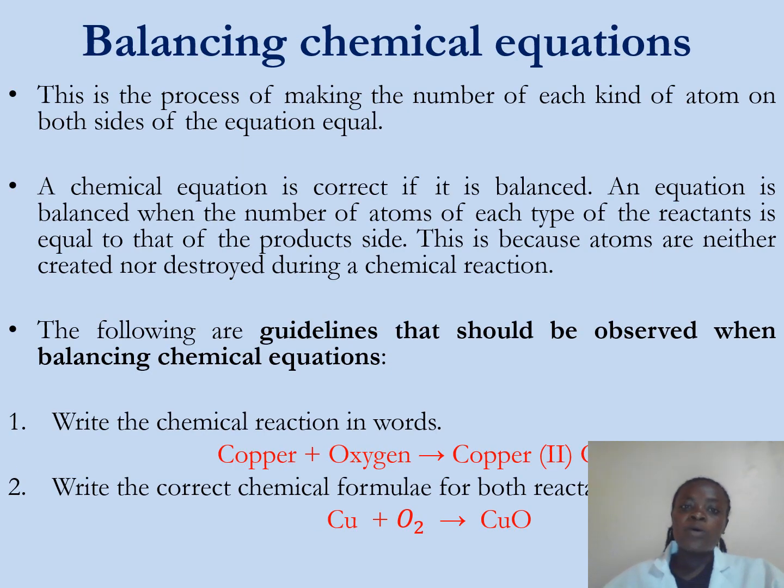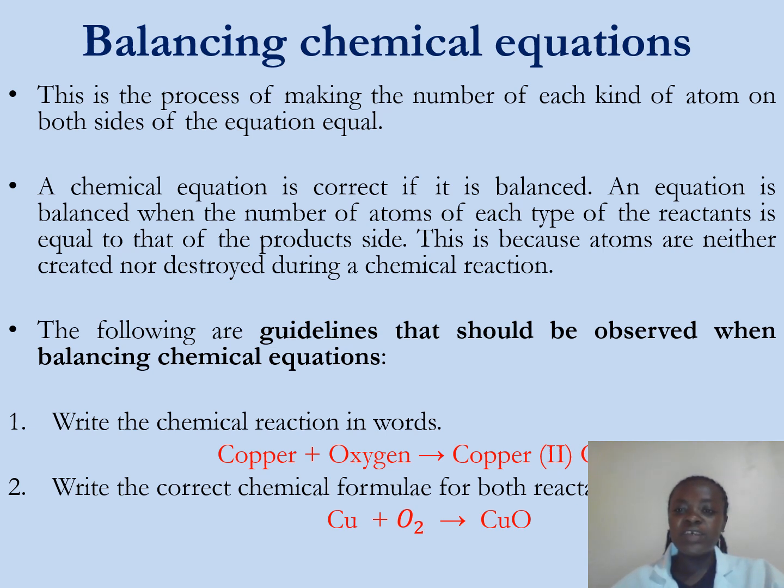For us to write the correct chemical equations, we must balance. The chemical equations must be balanced. So what is balancing chemical equations? Balancing chemical equations is the process of making the number of each kind of atom on both sides of the equation equal. So if we have one atom on the reactant side, it means even on the product side, the number of atoms will be 1.